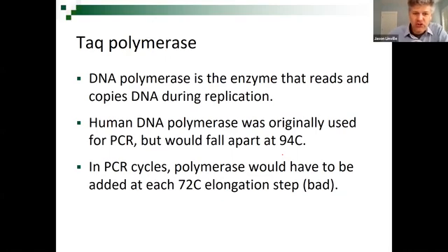So in a polymerase chain reaction, when it was first demonstrated in 1985 by Kary Mullis, who won a Nobel Prize for it, what his team did was they actually used human DNA polymerase in this polymerase chain reaction.